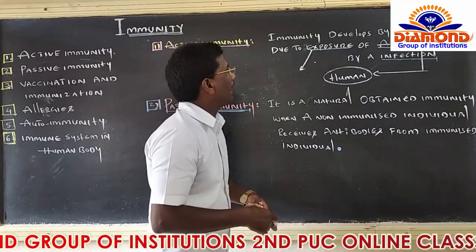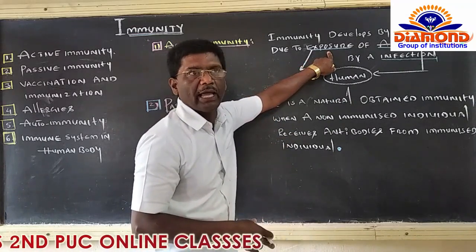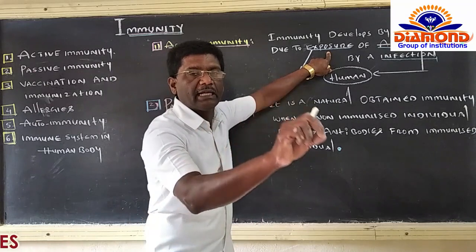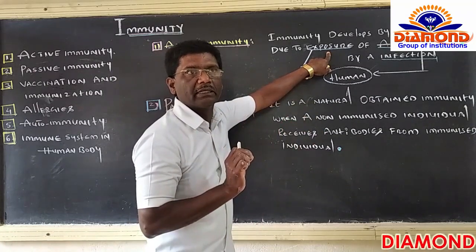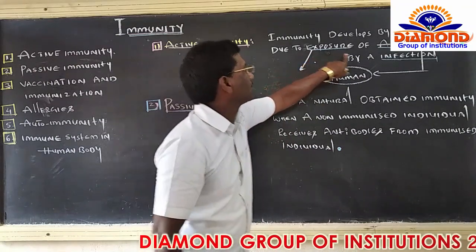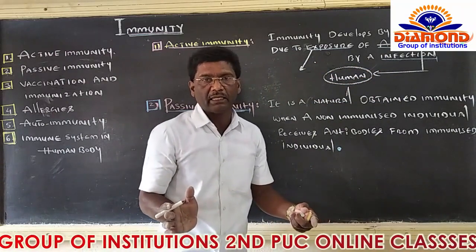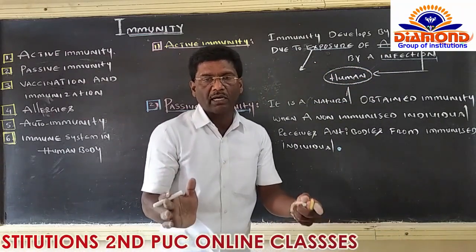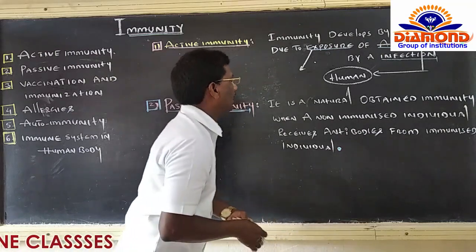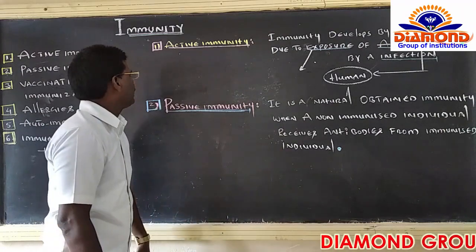Immunity develops by an individual due to exposure of antigen. Due to exposure of antigens means whenever the antigens get entry inside the human being's body, our body shows some extraordinary reaction, or by an infection. Infection means, I already mentioned very clearly, the entry of one microorganism into one human being's body is called infection. Right. The second one is passive immunity.